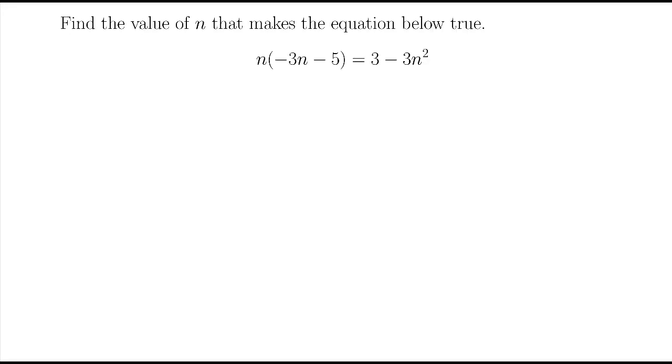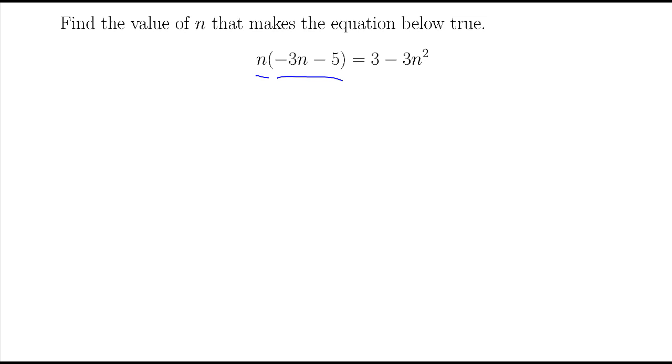Let's find the value of n that makes the equation below true. n times negative 3n minus 5 equals 3 minus 3n squared. Okay, that looks worse than it actually is. We have two factors on the left side, n times negative 3n minus 5.